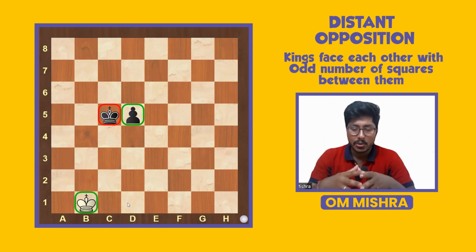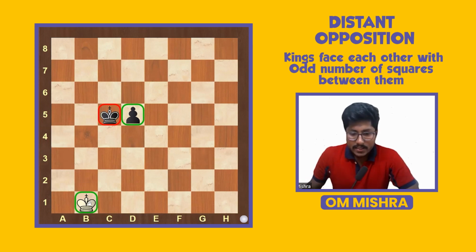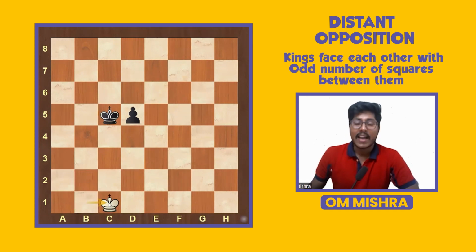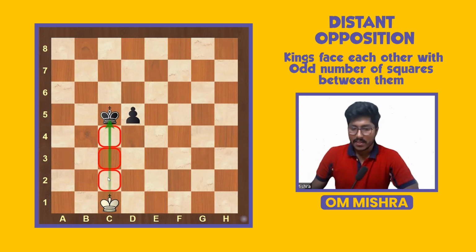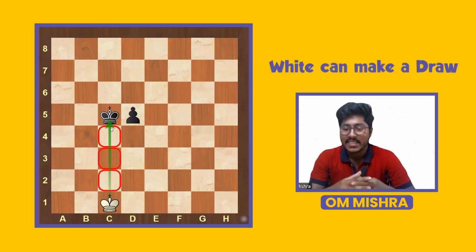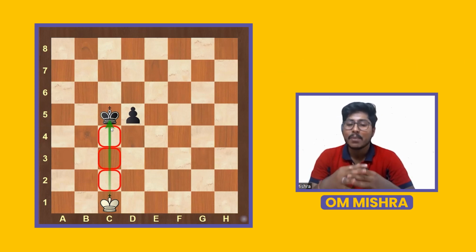In this particular position, you see my king is going to c1. And of course, as I said in the definition, distant opposition means kings facing each other, but there lies an odd number of squares between them. As you can see, these three squares are between the two kings. And yes, it is distant opposition. And yes, we do not need to panic here. Why? Because yes, he can draw the condition. And yes, he can stop the pawn from getting promoted to a queen.